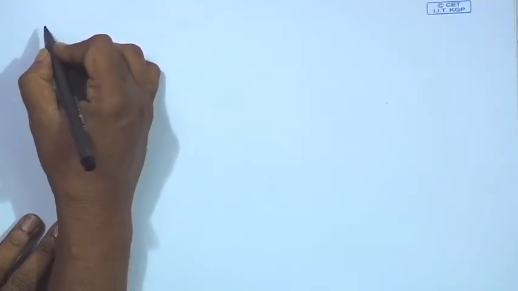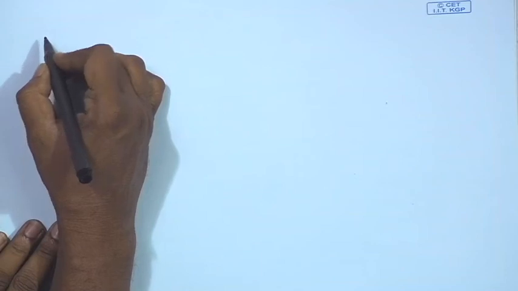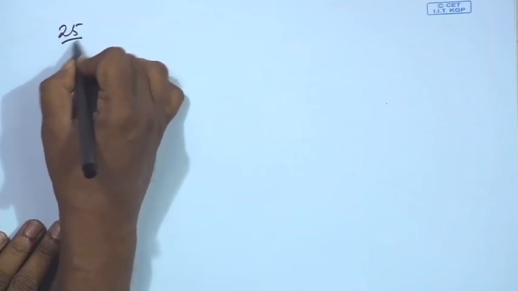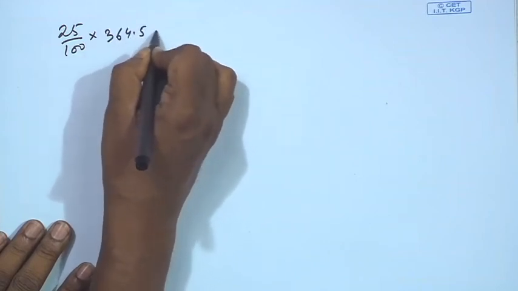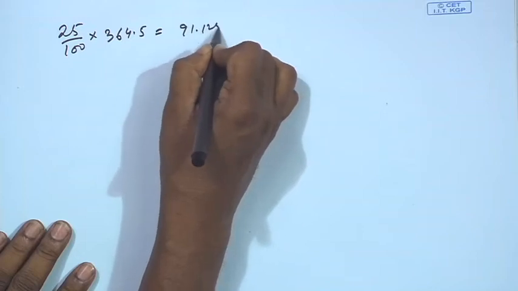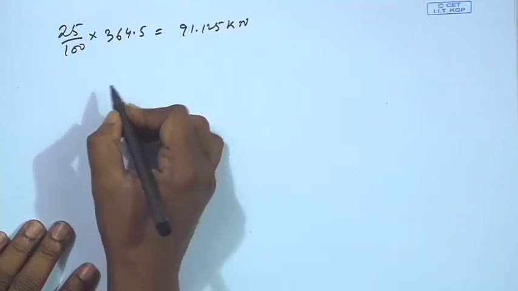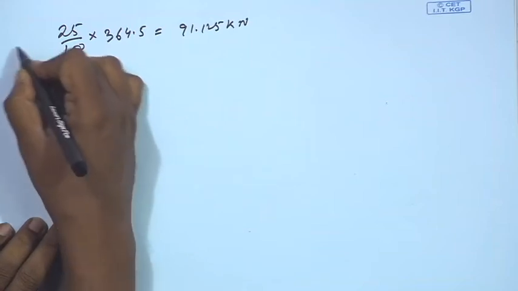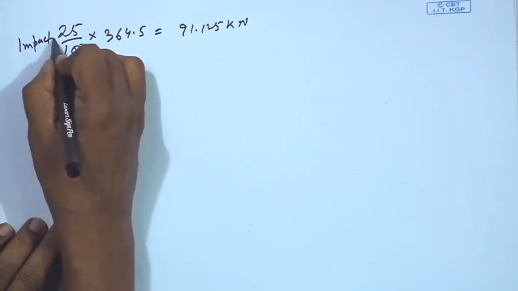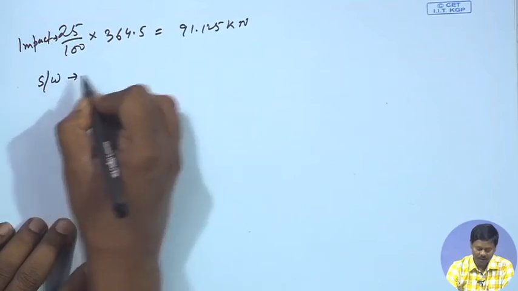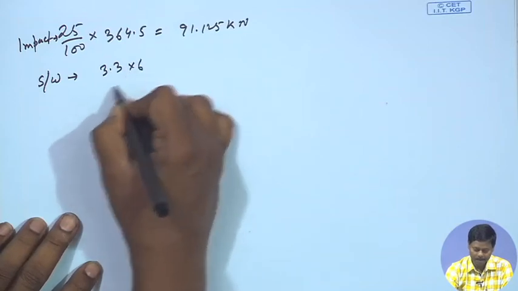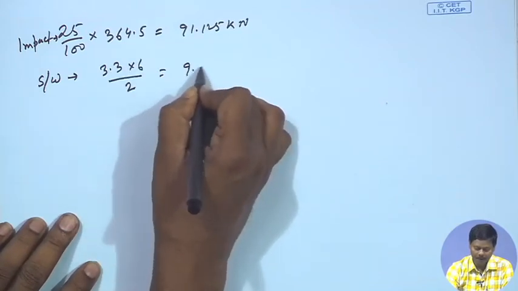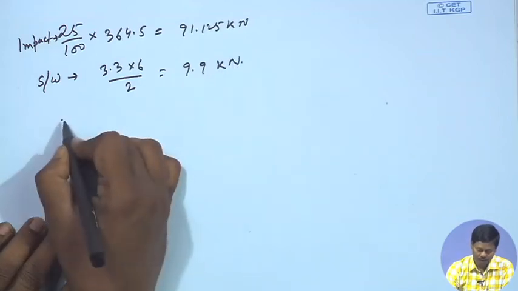So, I need to design the gantry girder against this maximum bending moment and maximum shear force, and also I need to find out the shear force due to impact. Okay. So, vertical shear due to impact will be 25% of the earlier shear force, that is 364.5. So, this will be 91.125 kilonewton, and vertical shear due to self weight, this is impact, and due to self weight it will be W L by 2, 3.3 was the load per unit length, 9.9.